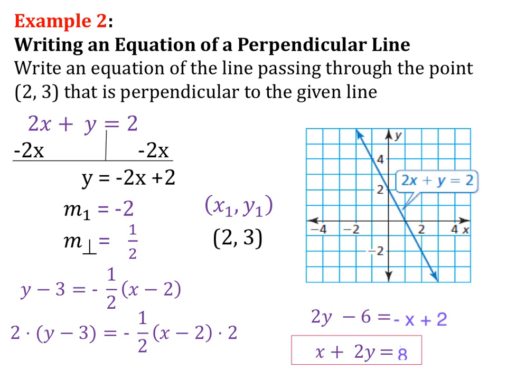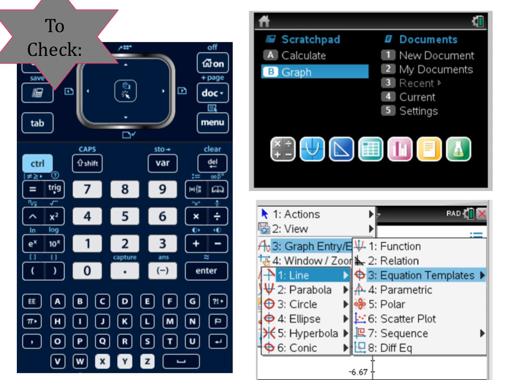And then when you add x to both sides, you get x plus 2y, and add 6 to both sides equals 8. So now you have it in standard form. So this equation is perpendicular to the first equation. All right, and you can check these answers to see if they are correct by graphing.